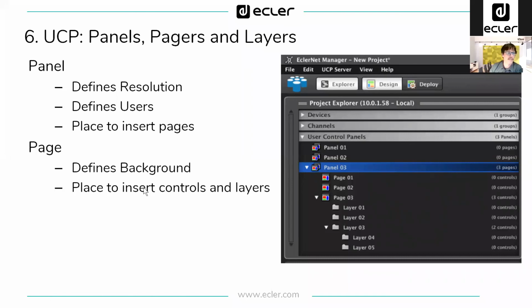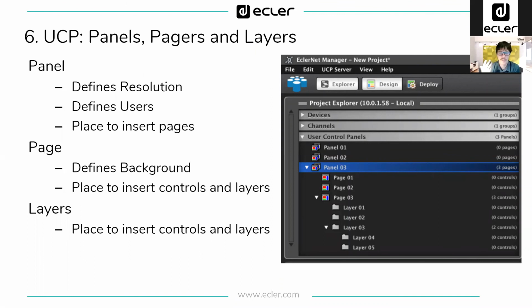In the page, in the properties window, you define the background, and it's the place to insert controls or layers. Here in this tree, you will see the objects, the volume meter, the button, whatever. And you can also see layers. What is a layer? It's a place to insert more controls and more layers. Basically, it's like a folder in a laptop. So to make it tidy and structured, I recommend using layers and layers, lots of layers. It's an advantage to be using layers.